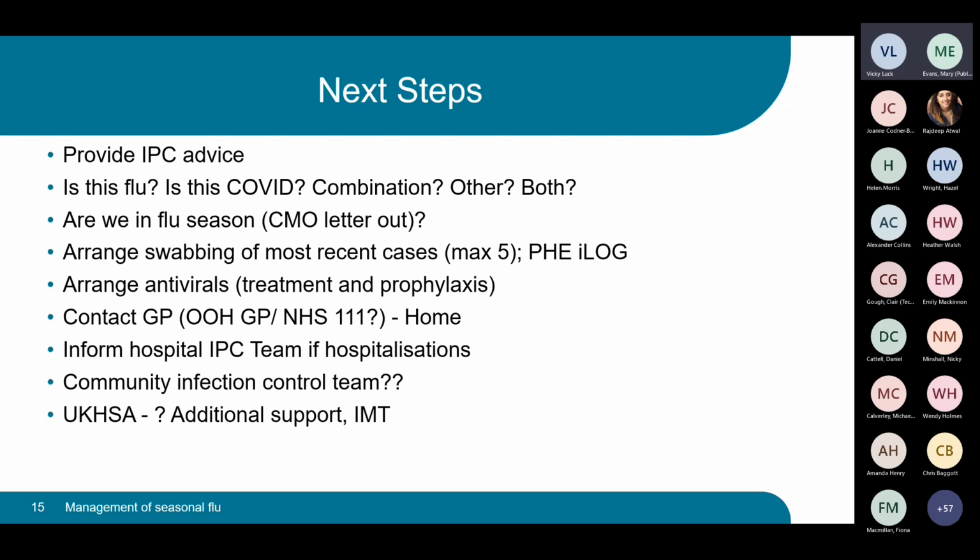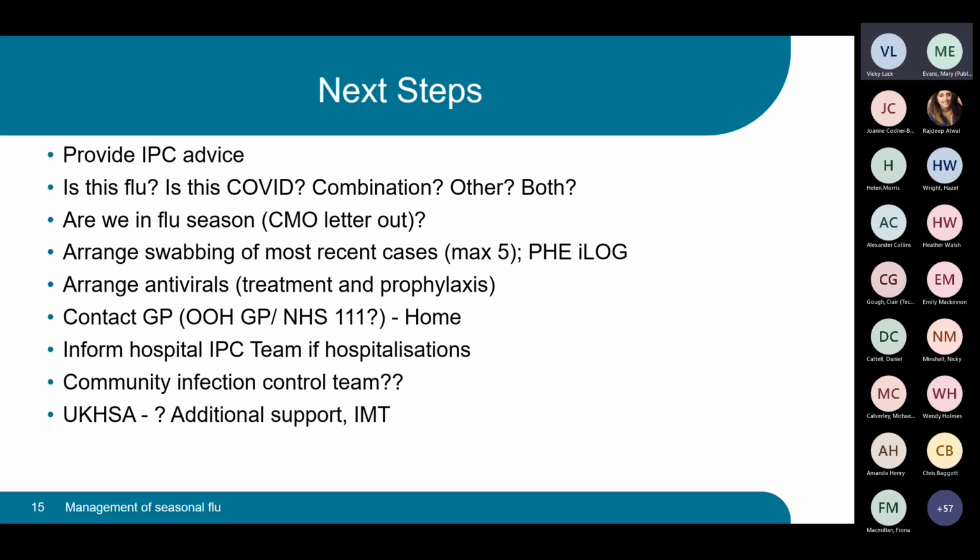Considering if we are in flu season or if we've got intelligence that flu is circulating in the community. So obviously we're at a stage at the moment across the country that we are seeing some evidence of flu circulating, but not certainly at the levels that we expected prior to the pandemic.